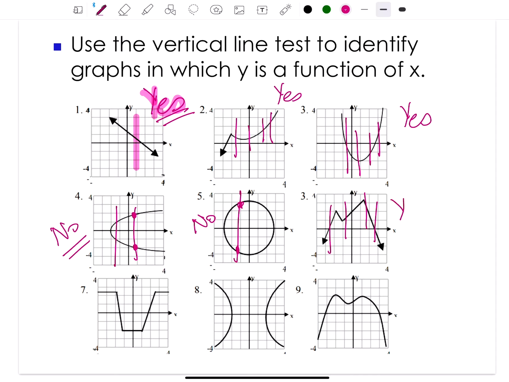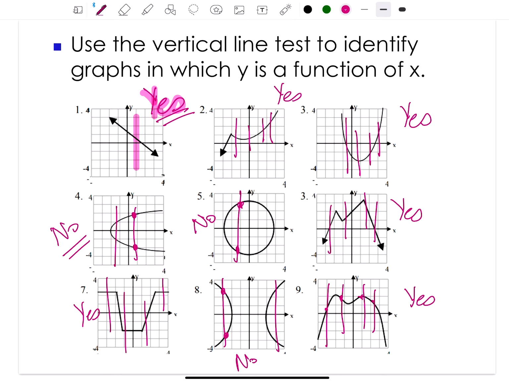6 will be yes a function, and 7 will also be yes a function. 8 will be not a function because my pencil, or vertical line, is touching the graph at more than 1 point. And the very last one, number 9, will be yes a function again, because my vertical line is not touching the graph at more than 1 point at a specific time.